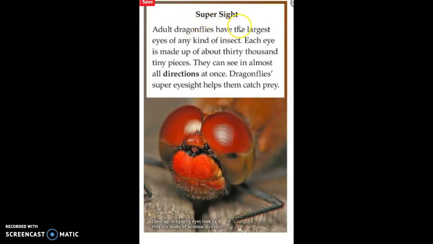And I forgot to read the title, and it says super sight. So it tells us a little bit about what we're looking at. And this is a really close-up picture of their eyes, and you can see that they kind of go in all directions. It means they can look everywhere at once.